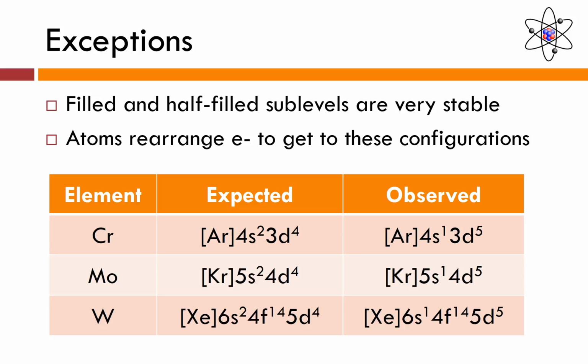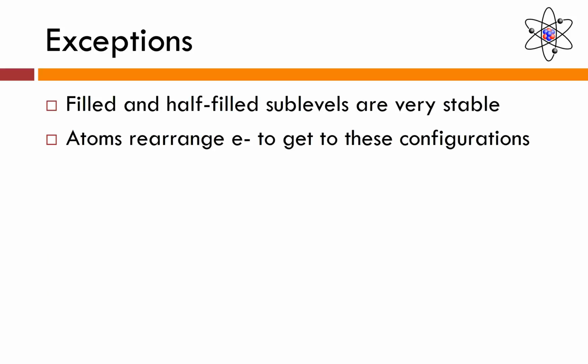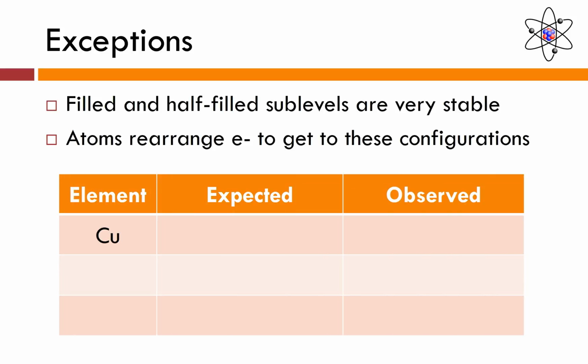If you look at your workbook, you've got another section where this occurs. Copper goes through a similar rearrangement of electrons to get to a more stable, or lower energy, electron configuration. What I'd like you to try to do is predict the expected and observed electron configuration for copper, as well as see if you can get the other elements that are going to go through similar transitions, come up with their expected and observed electron configurations as well.